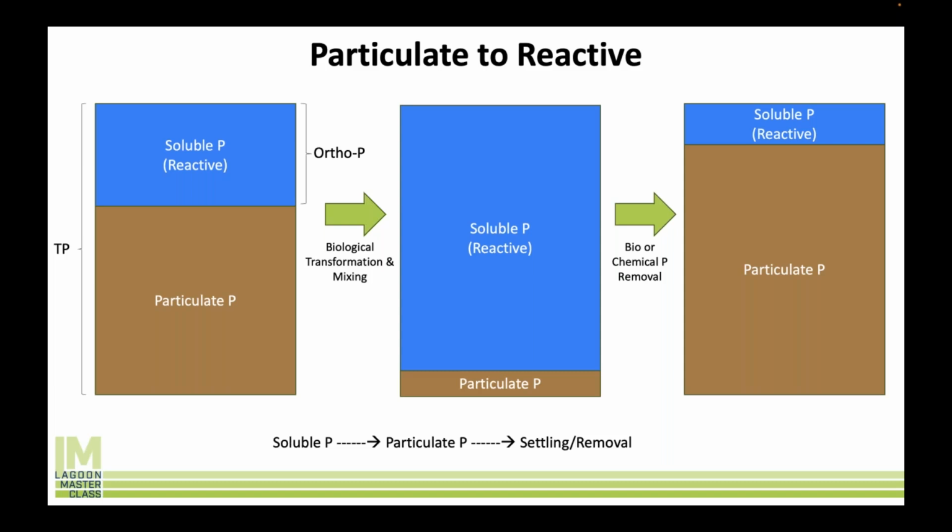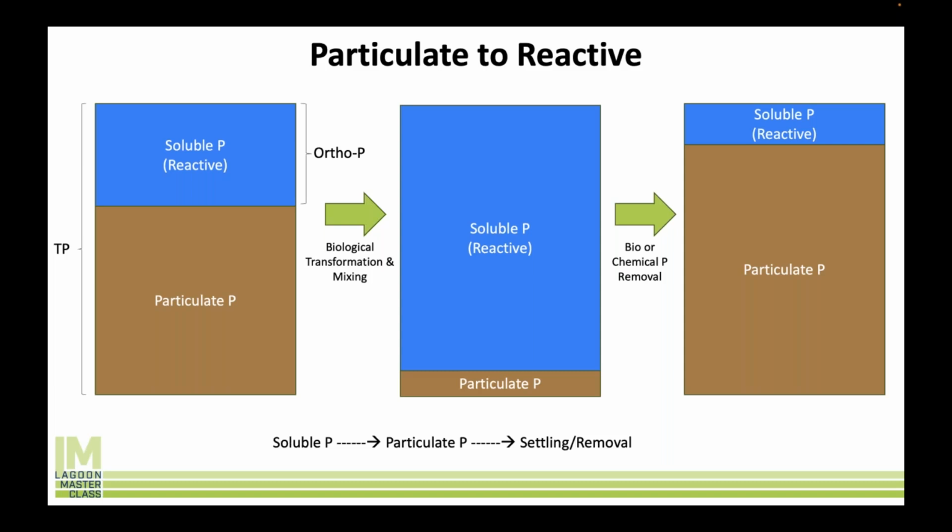As it moves through your plant, the vast majority of the particulate phosphorus actually solubilizes into the reactive form. And at that point, whether it's bio-P or chemical P, you're looking to basically convert that back into the particulate form from the soluble form, and then ultimately settle out those solids and dispose of them.